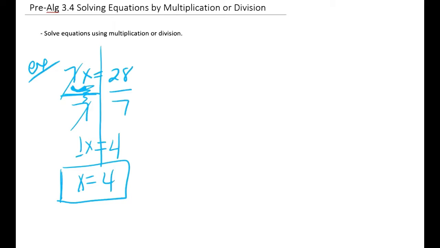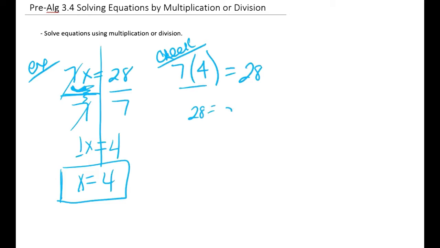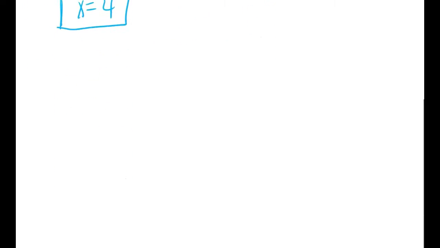And I'm just going to check this first one for us, but I do want you to be checking your answers as you work through the homework. So let's go ahead and substitute for x. This is for my check. And of course, 7 times 4 is 28. And so I know that we're good. Okay, let's do another example.